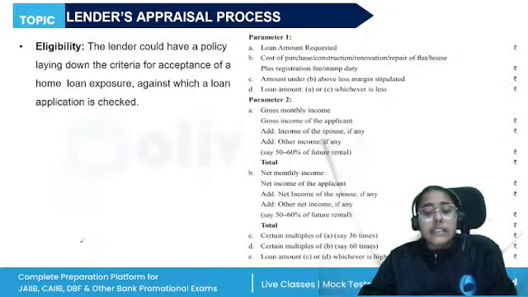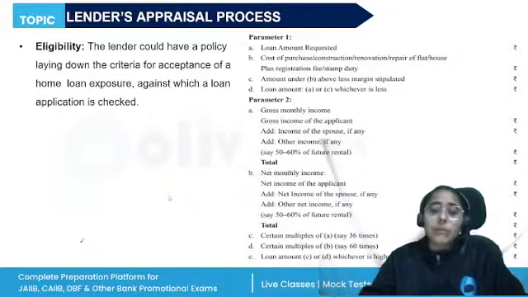Then the next step will be the appraisal of the housing loan application: the appraisal form, guarantee agreement if required, and arrangement letter. If the equitable mortgage is created, then we are going to confirm it by the confirmation letter, letter of undertaking, and everything. So we are going to see the eligibility.